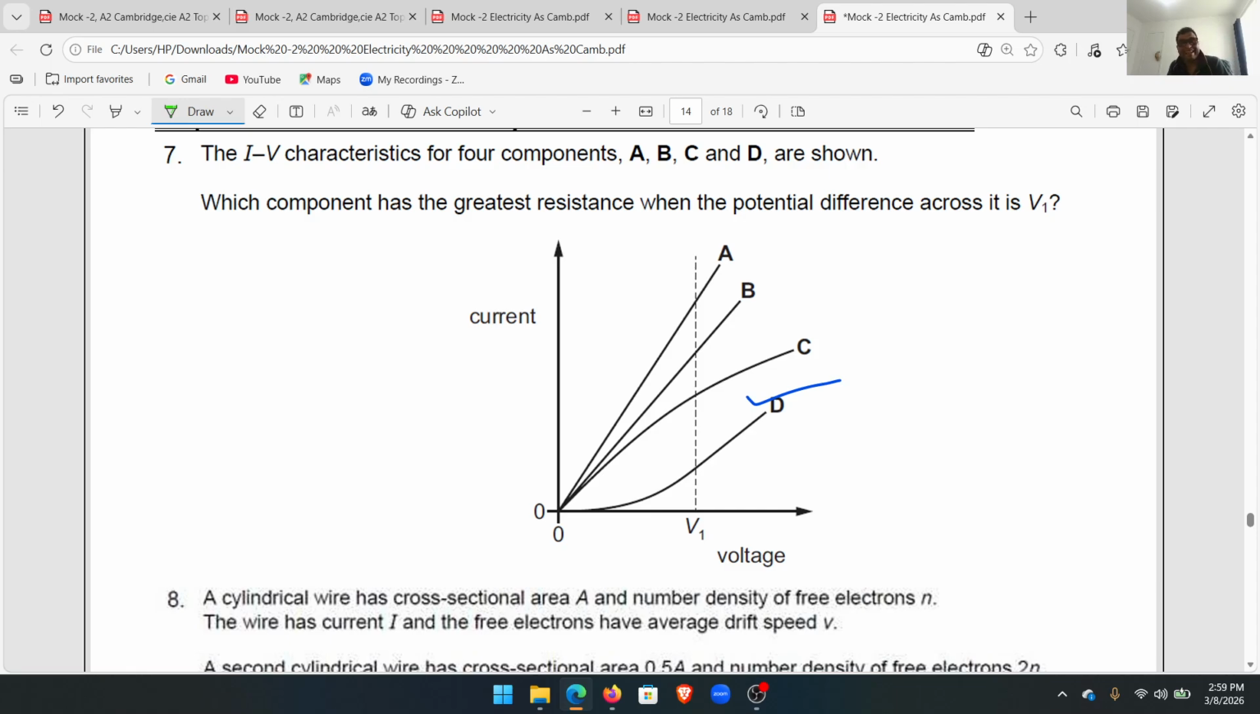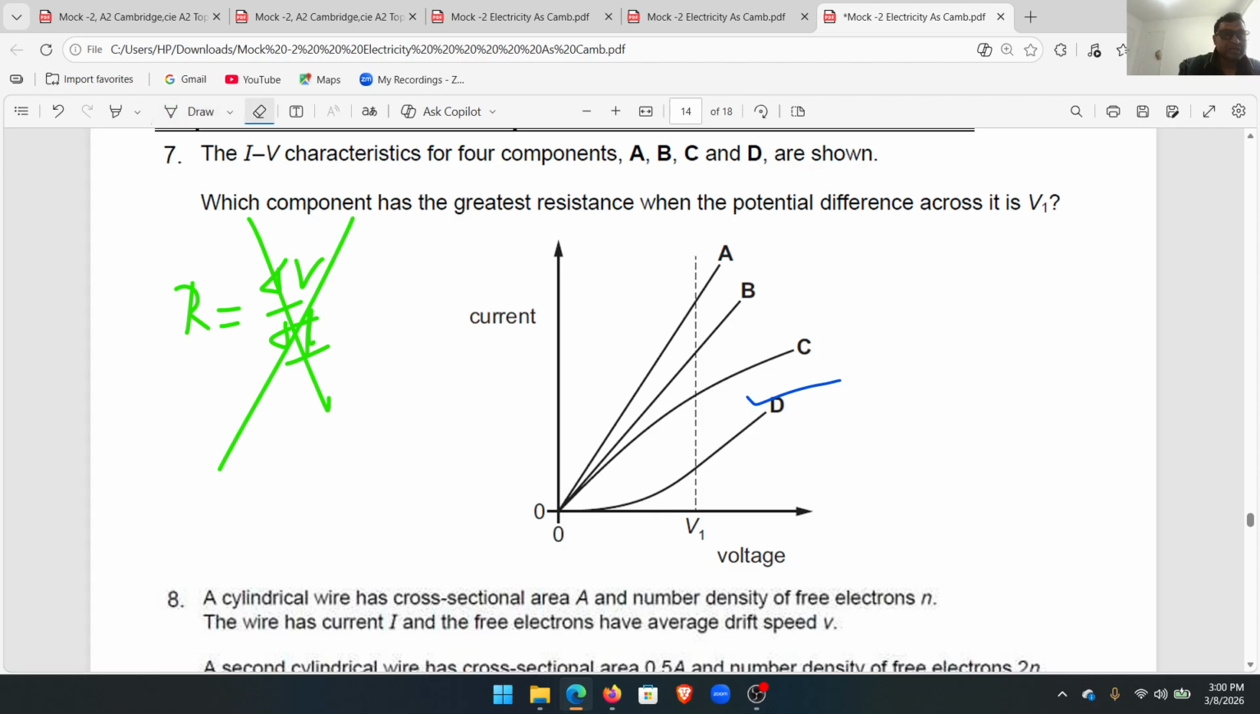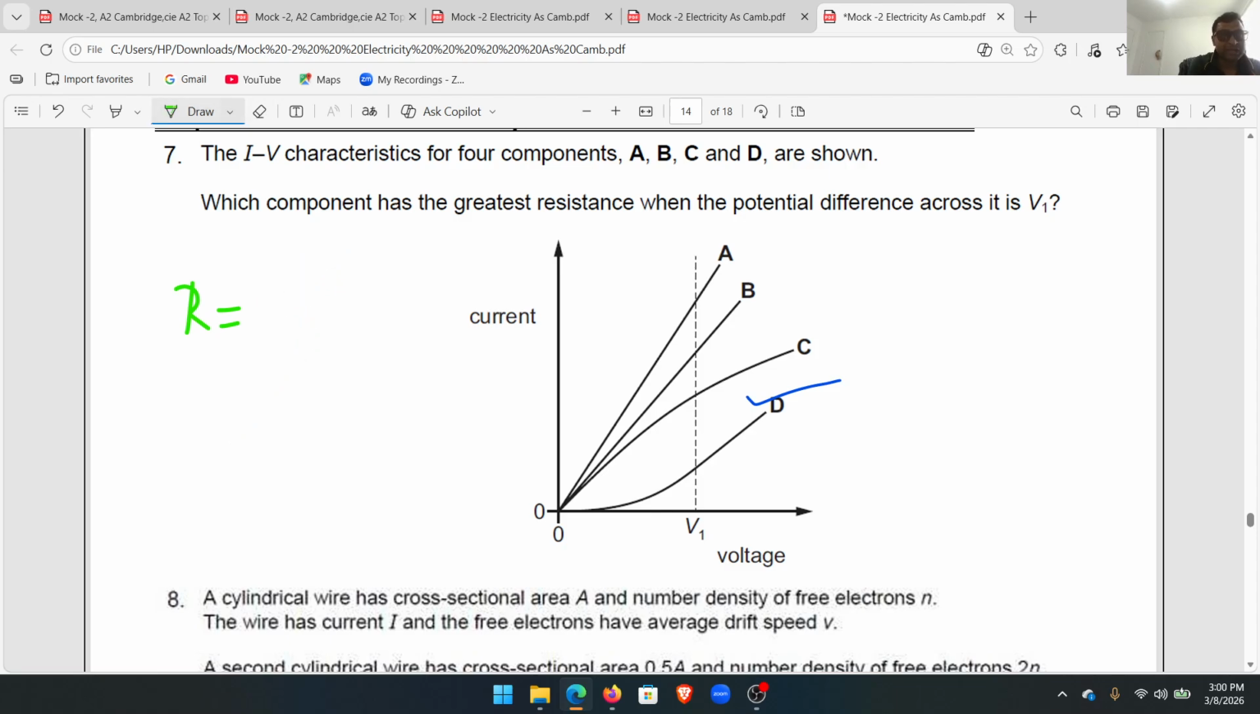Which component has the greatest resistance when the potential difference across it is V1? Look, never think that resistance is the gradient. No, never. Or inverse of gradient. You may think that okay, current is on the y-axis, so resistance is the inverse of gradient. No, resistance is not delta V by delta I. No, it is not defined this way. Resistance is the ratio V by I.